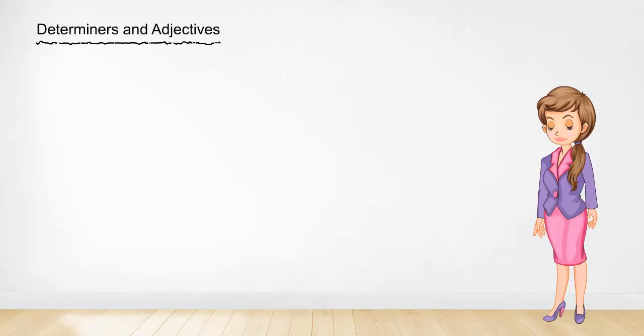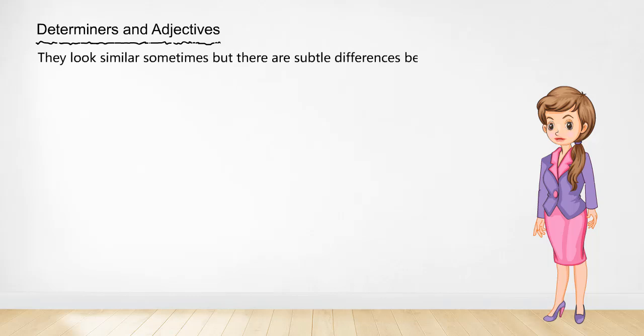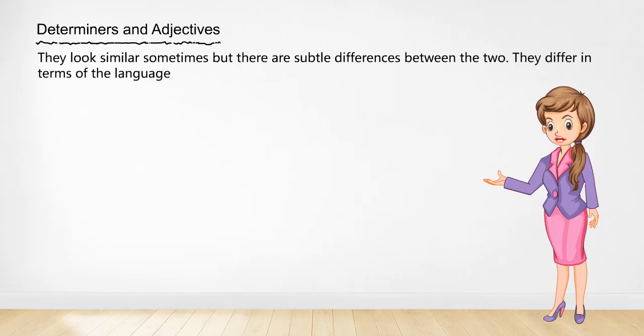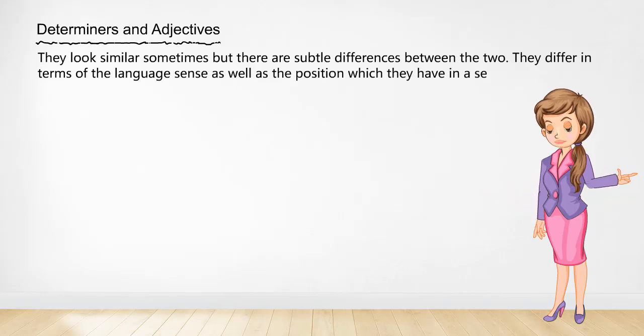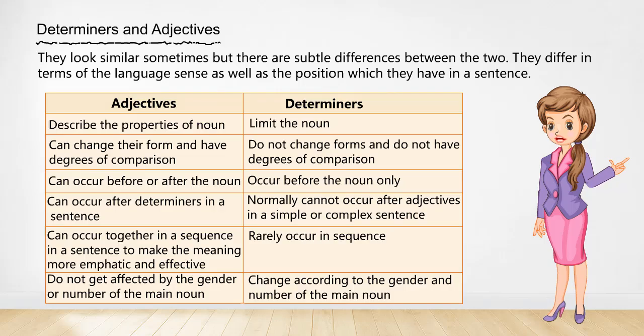Determiners and adjectives. They look similar sometimes, but there are subtle differences between the two. They differ in terms of the language, sense as well as the position which they have in a sentence. Adjectives describe the properties of a noun. Determiners limit the noun.